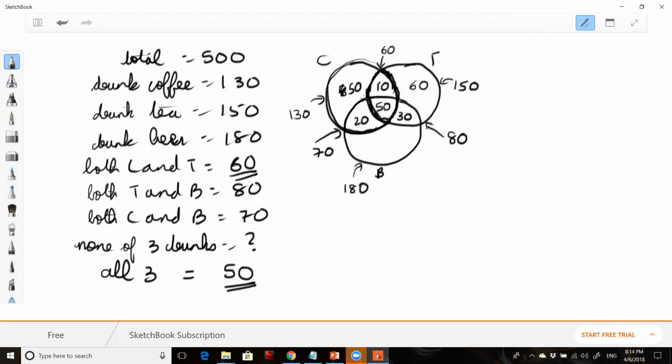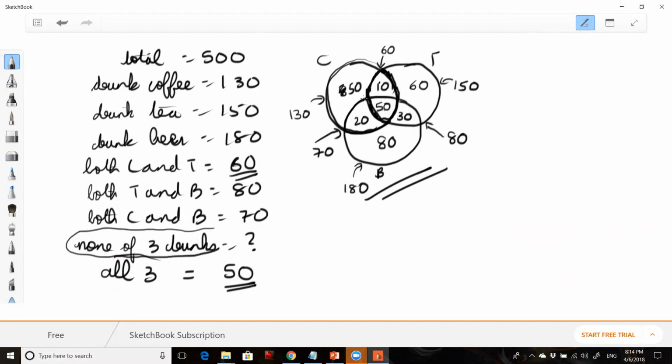If this entire circle is 180, there's already 50 plus 30, 80. 80 plus 20, 100. So this region has to be 80. So you completed putting in the values in the Venn diagram. Now it's all a matter of understanding what the question actually asks you to find out.